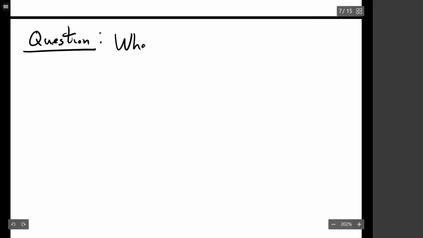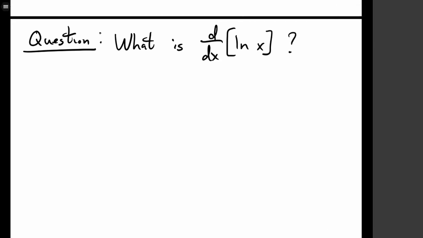So let's focus first on ln. So question: what is the derivative of ln of x? All right, so how do we do this? Well, we don't really know how to compute this derivative, right? We don't know much about it. But given what the logarithm is, we can sort of undo it, or we can sort of rewrite it and see if that helps.